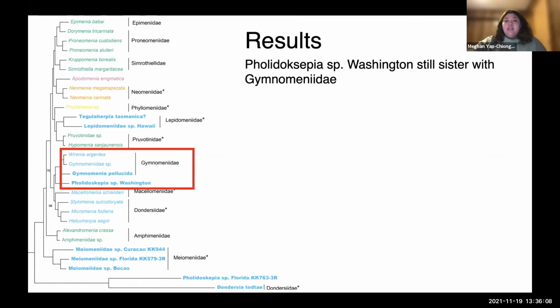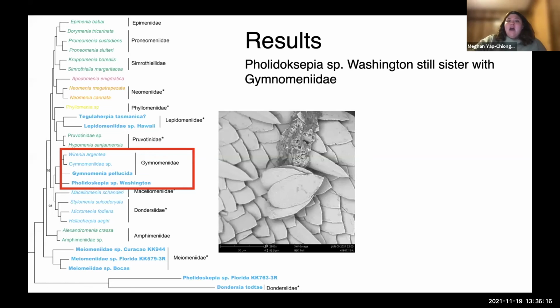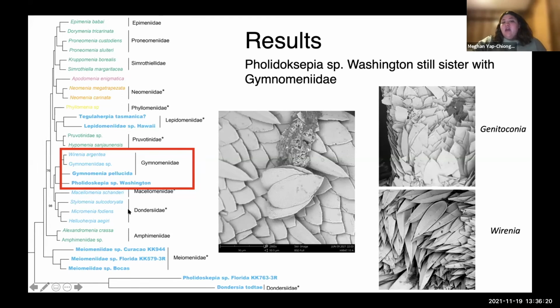Next, this Pholidoskepia species from Washington. This was the old Myomenius fedmarki in the 2019 tree that turned out to not be. And it is recovering with this family Gymnomeniidae. And these are the sclerite morphology of that animal, and two of the genera within this family.